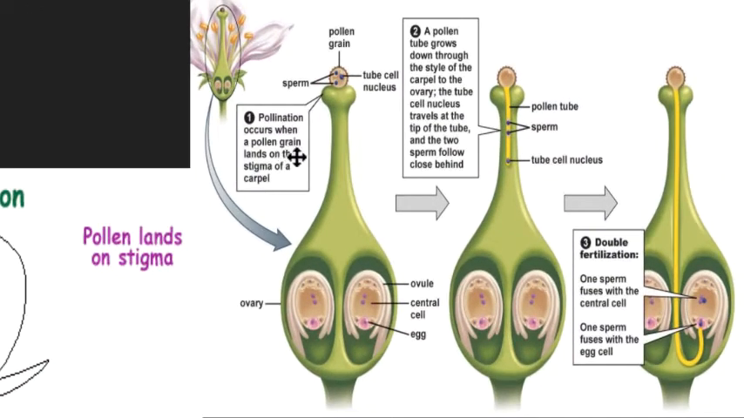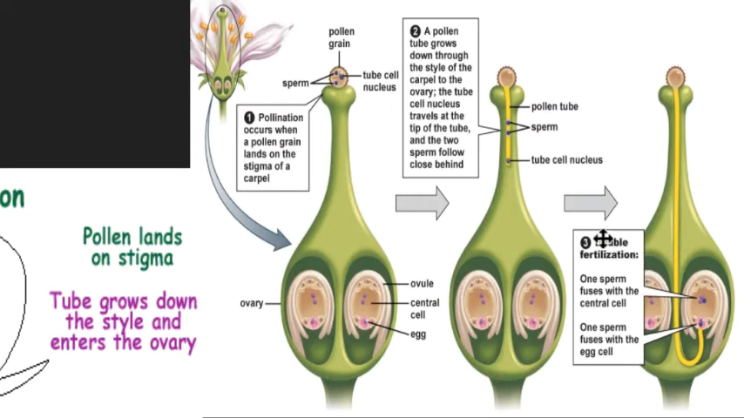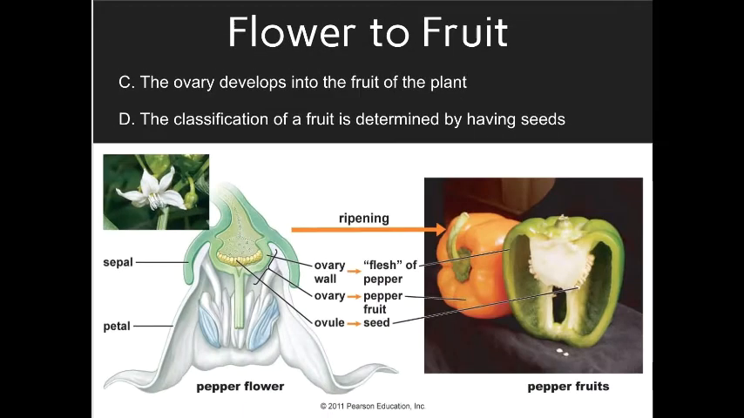This is the process of fertilization. This is outlined step-by-step here, talking about why we would call it double fertilization, because in this final stage, two sperm cells fertilize structures within this ovary, one with the egg cell in particular, and one with the central cell. So we get those two fertilizations occurring.